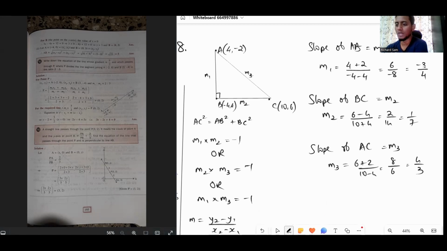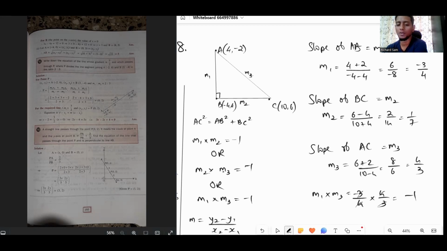Means m1 and m3. Look at m1 and m3, minus 3 upon 4 and 4 upon 3. That is following that rule, reciprocal with a different sign. That means these are the two numbers, when you multiply you will get minus 1. So let's try that. m1 into m3 is minus 3 upon 4 multiplied with 4 upon 3. So 3 gets cut, 4 gets cut. What is remaining? Minus 1. That's what we need, no?